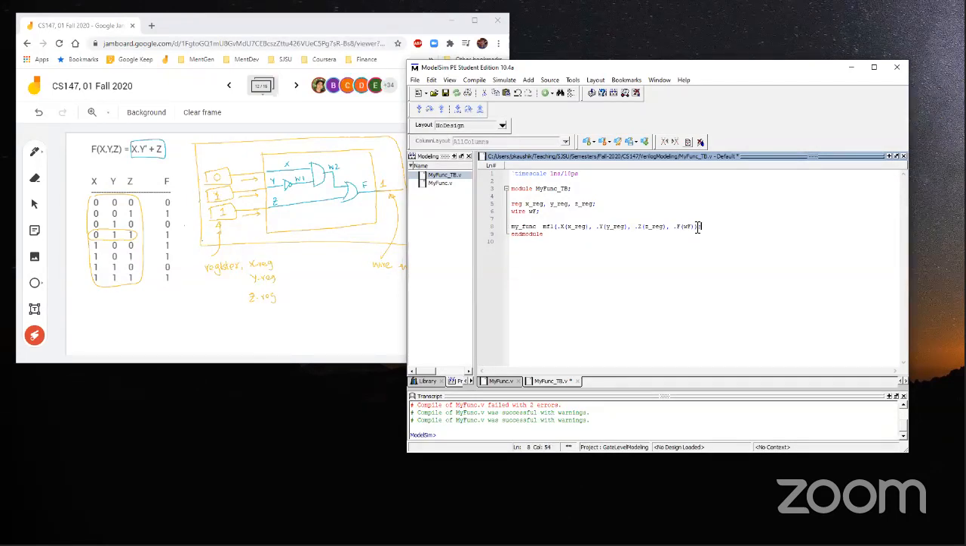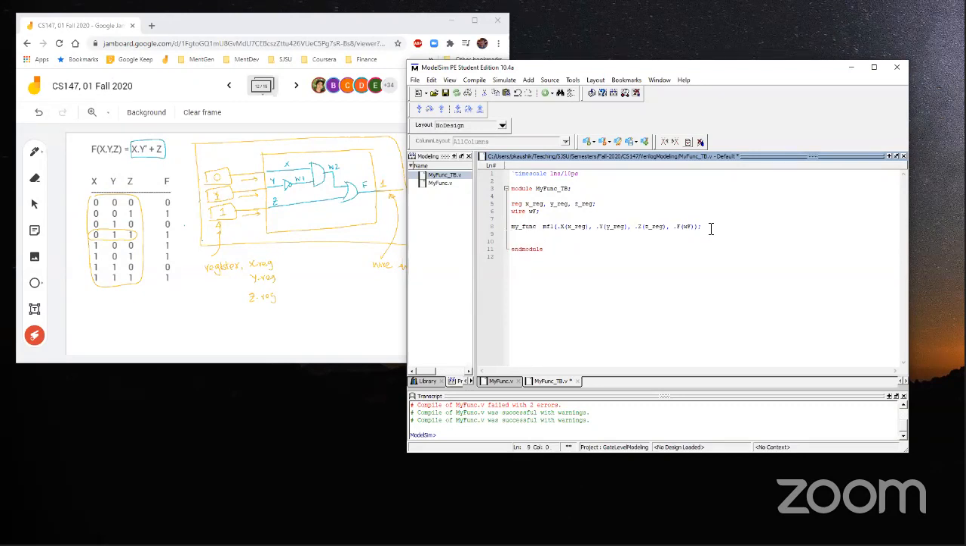So this is explicit connection. And if you do the explicit connection, you need not to keep the order of the port. So here, see, the order of the port is F, X, Y, Z. But here I have connected in order of X, Y, Z, F. Because I can do that because I'm explicitly specifying the connection.